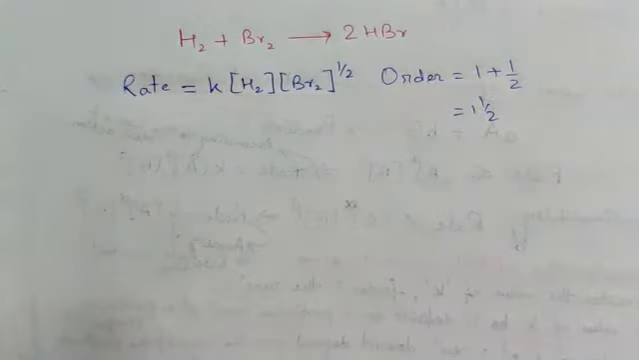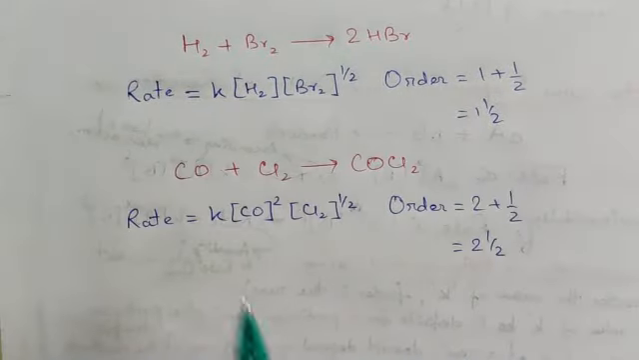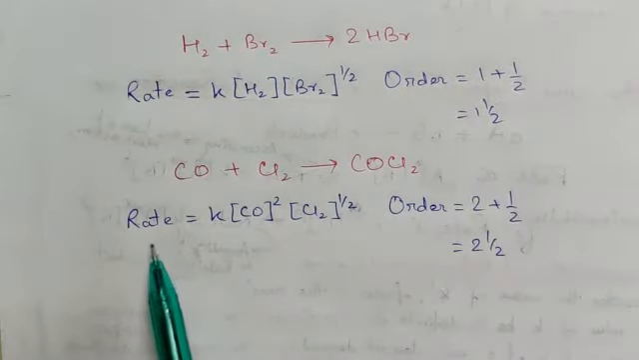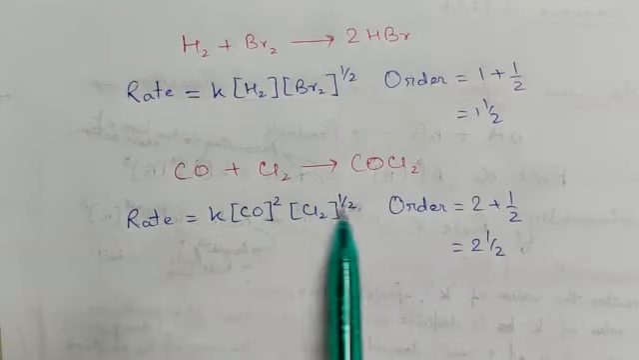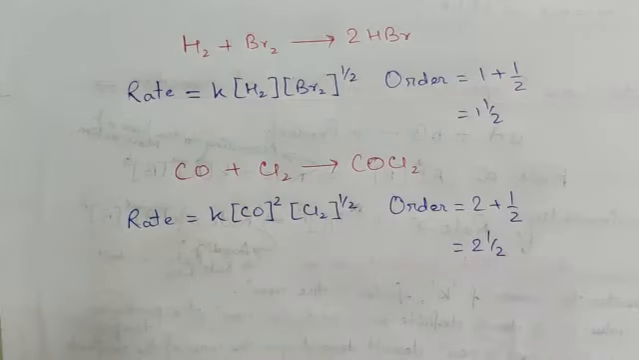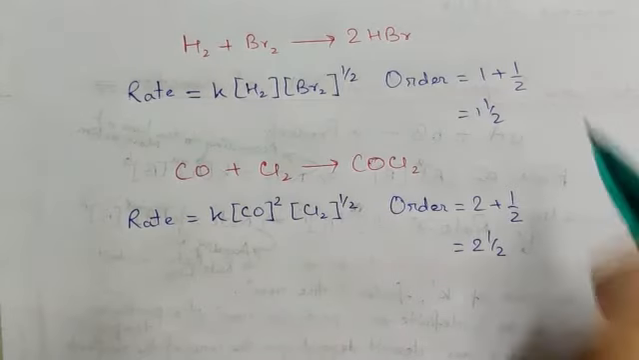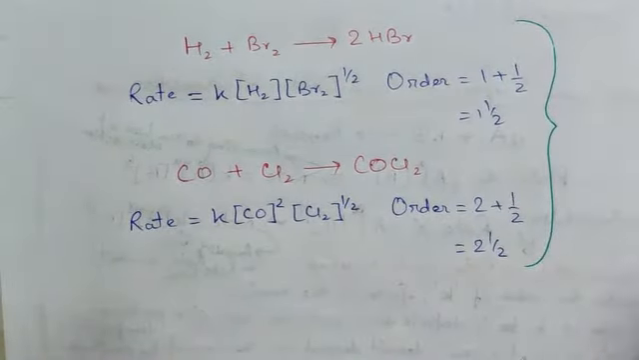Again for some other reaction, you can see that the experimentally determined values are like this. So the order is the sum of the powers, and here again it turns out to be a fractional value. So these are the examples of reactions of fractional order.